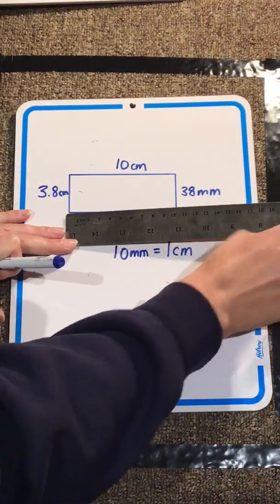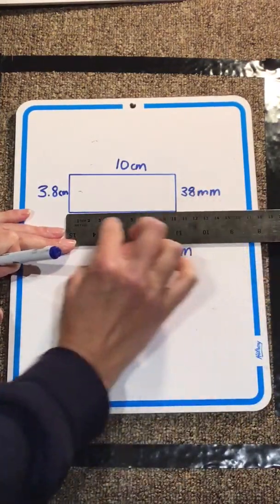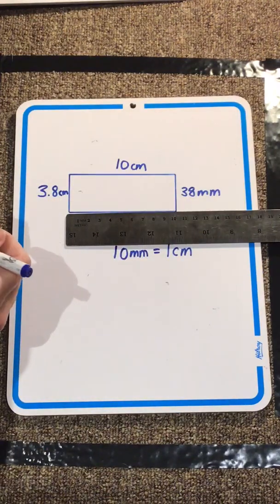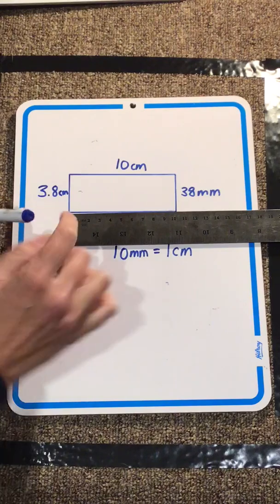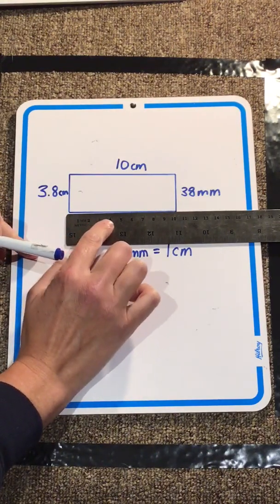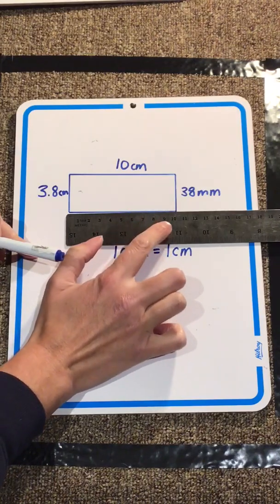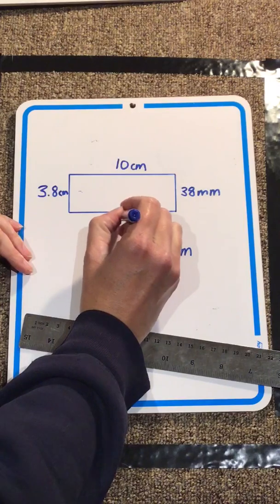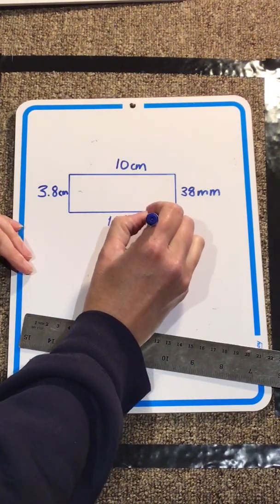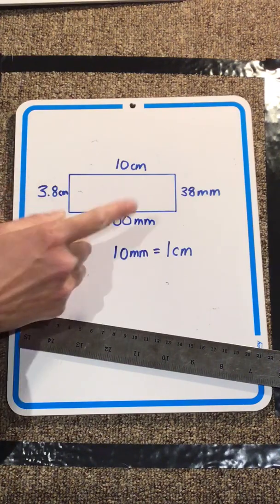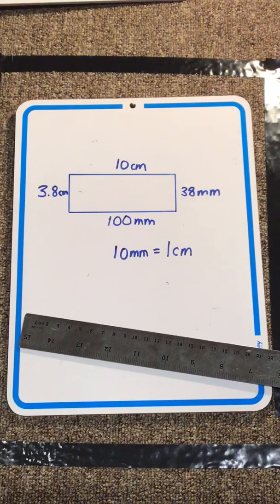So how long is this square or rectangle this way in millimeters? We figured out that it was 10 centimeters, and there are 10 millimeters in each one of those centimeters. So each of these centimeter marks, we could count by 10: 10, 20, 30, 40, 50, 60, 70, 80, 90, 100. So this side is 100 millimeters long. Or we could say 10 centimeters, right? Just a different way of looking at our measuring.